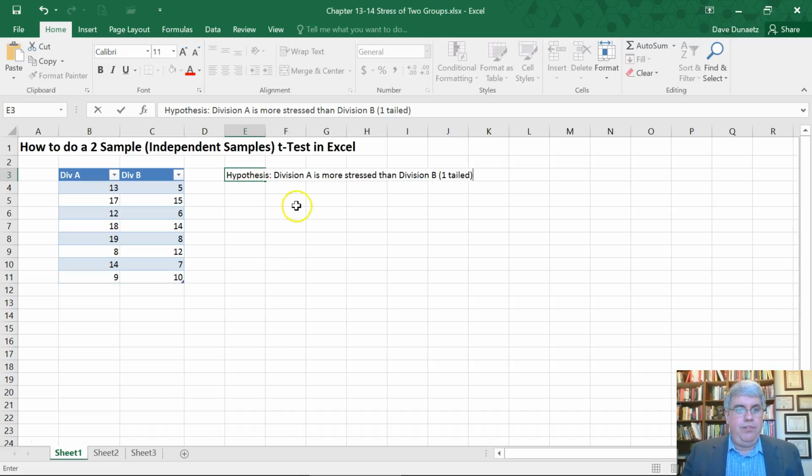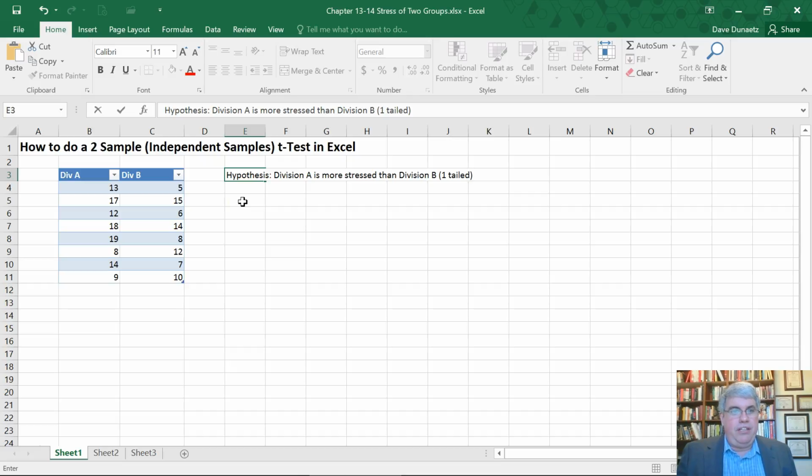And since the people are independent of each other, we're going to use this independent two-sample t-test, which is the most common t-test to use. And we're going to assume that the variances are the same. There's nothing that's going to make the variation in one group more than the other.